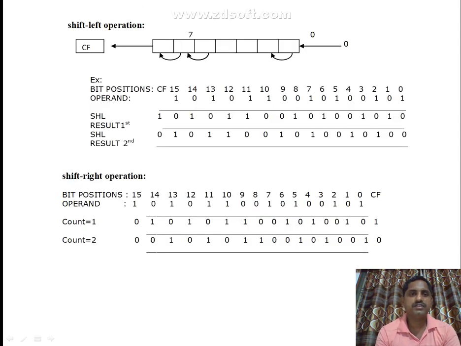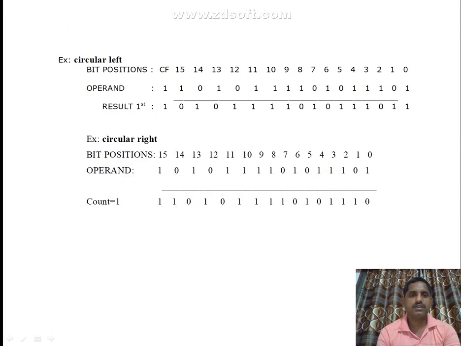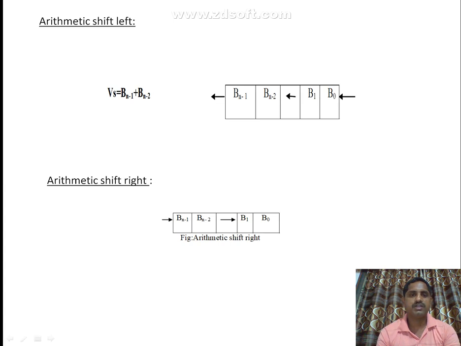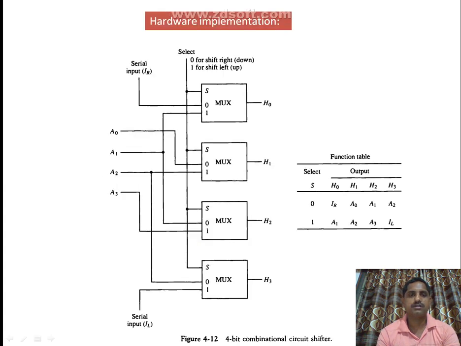Here this is a shift left operation and a shift right operation, and the bit positions are shifted, so the result changes to shift result 1 and shift result 2, shift left and shift right, with count 1 and count 2 for the different shift left registers. Then there is circular shift, the bit positions, arithmetic shift left and arithmetic shift right, and the hardware implementation.